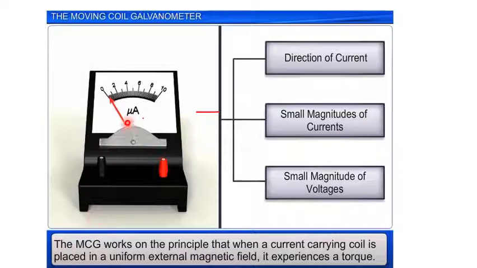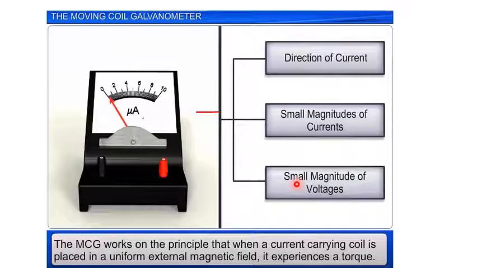So how does a moving coil galvanometer work? So a galvanometer will give you direction of current. It will give you small magnitudes of current only in the range of microampere. And if we can measure I and if we have resistance R, then we can also measure voltages. So a galvanometer can give direction, can give value of current, and can also give value of potential difference.